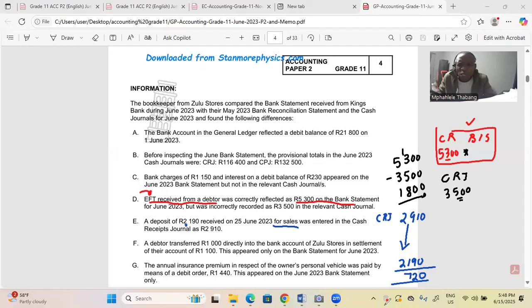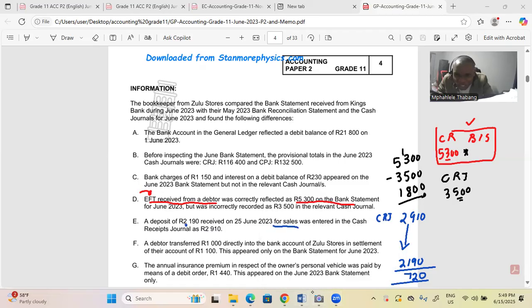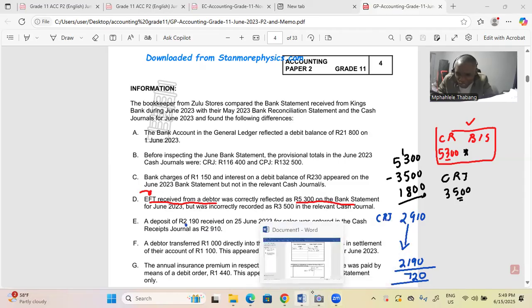So how do we decrease the cash receipt journal? This is very important. If you want to pull down the cash receipt journal, you must put the entry in the cash payment journal. So in the cash payment journal, I'm going to record 720. What was it for? A deposit of receipt 2020 for sales. Okay, for sales, 720.